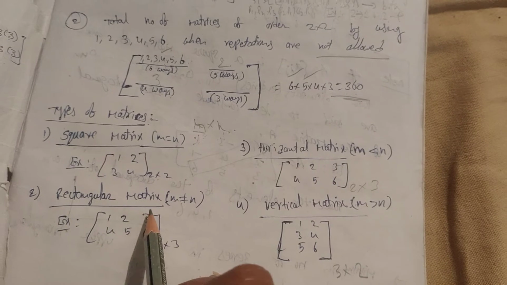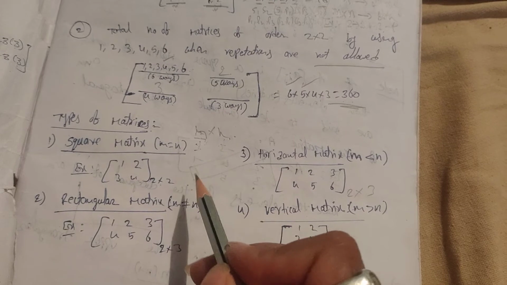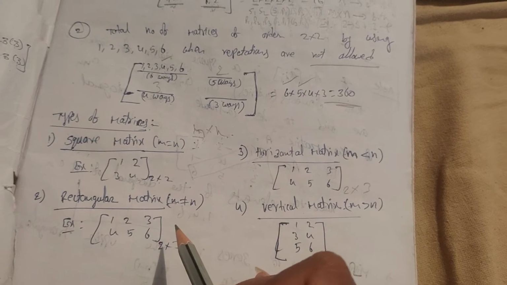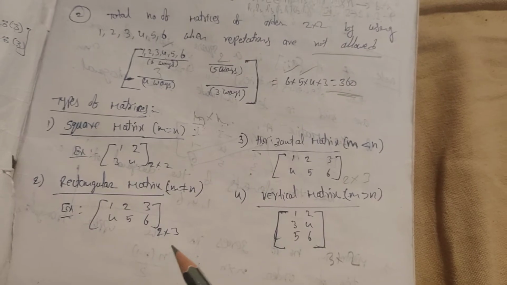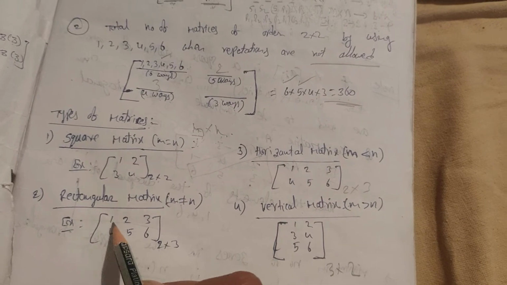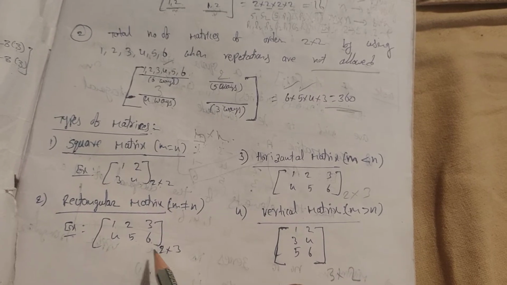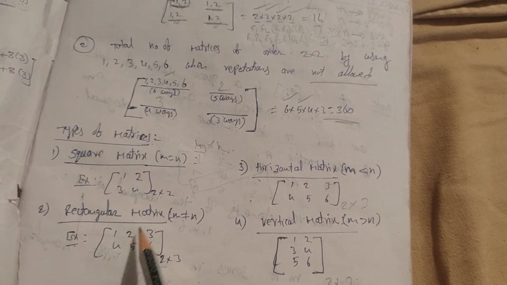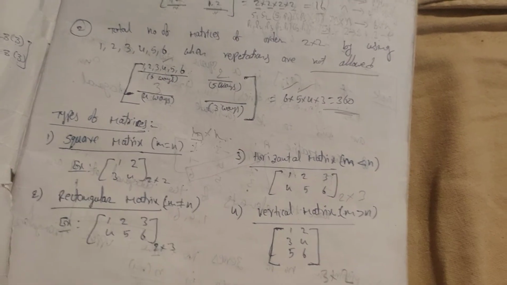Next one is the rectangular matrix. Rectangular matrix means, understand very clearly, if m is not equal to n. If the number of rows is not equal to the number of columns, then that matrix is called a rectangular matrix. For example, take 1, 2, 3, 4, 5, 6. This is a matrix with order: the number of rows is equal to 2. First you should always write rows only. The number of columns is 3. So here rows is not equal to columns, so it is a rectangular matrix.